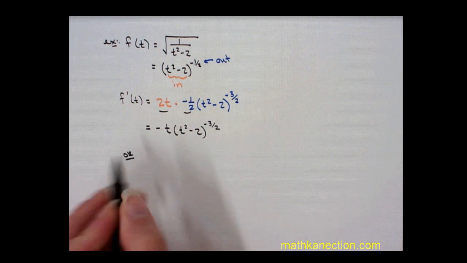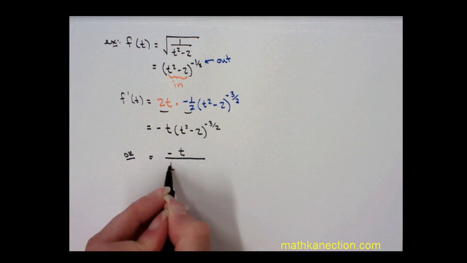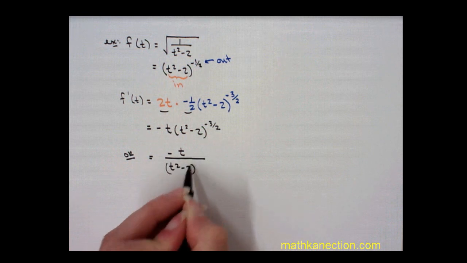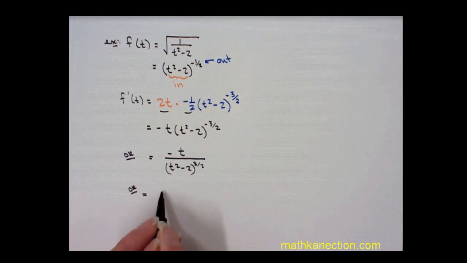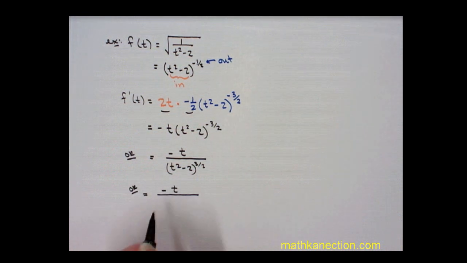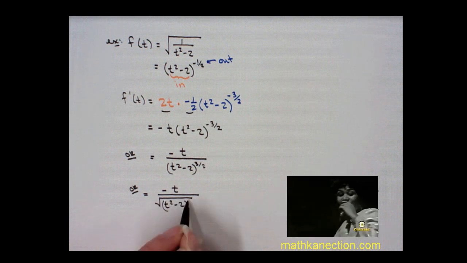Or you can rewrite the problem to have negative t over t squared minus 2 to the 3/2. Or you can also rewrite as negative t over square root of t squared minus 2 to the 3rd power.